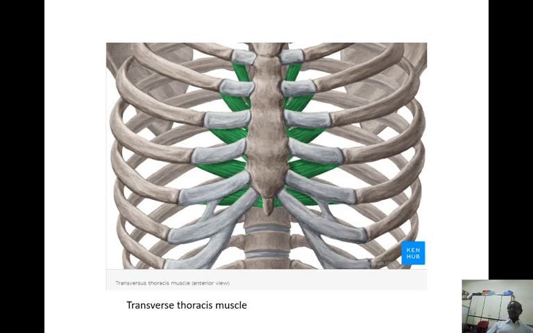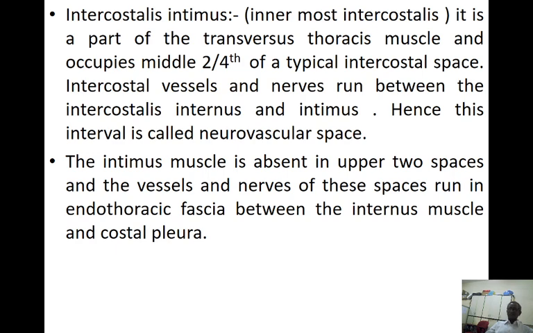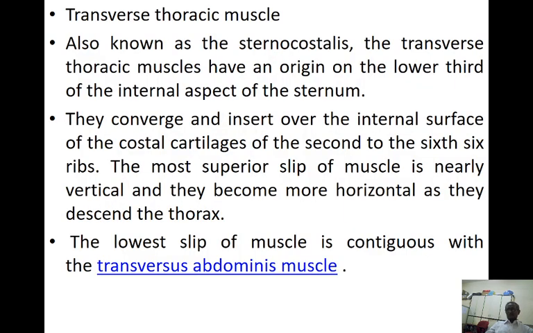that is getting its origin on the posterior aspect of the sternum. The upper fibers are going vertically towards the second costal cartilage, whereas the lowest fibers are placed horizontally till the sixth costal cartilage, and the lowest fibers are contiguous with the transverse abdominis muscle.